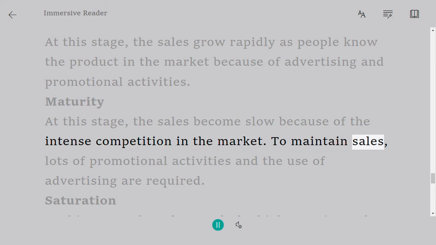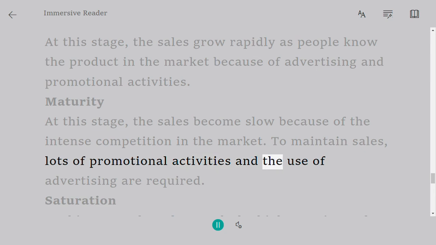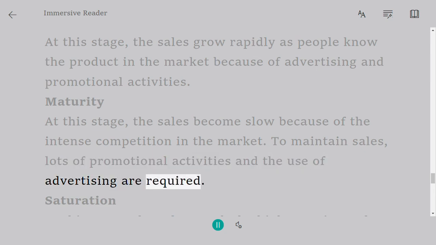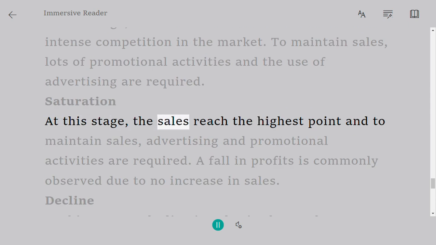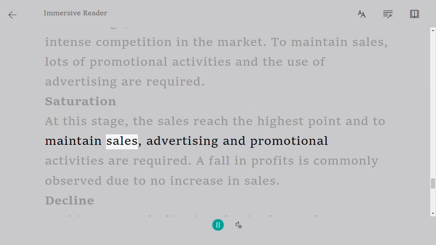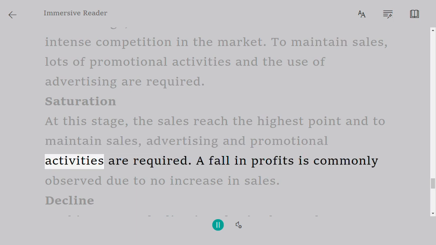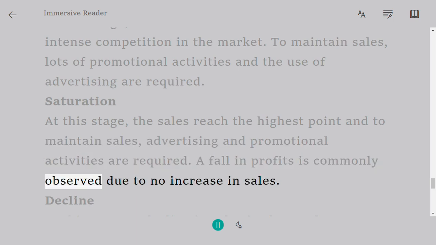To maintain sales, lots of promotional activities and the use of advertising are required. Saturation. At this stage, the sales reach the highest point and to maintain sales, advertising and promotional activities are required. A fall in profits is commonly observed due to no increase in sales.